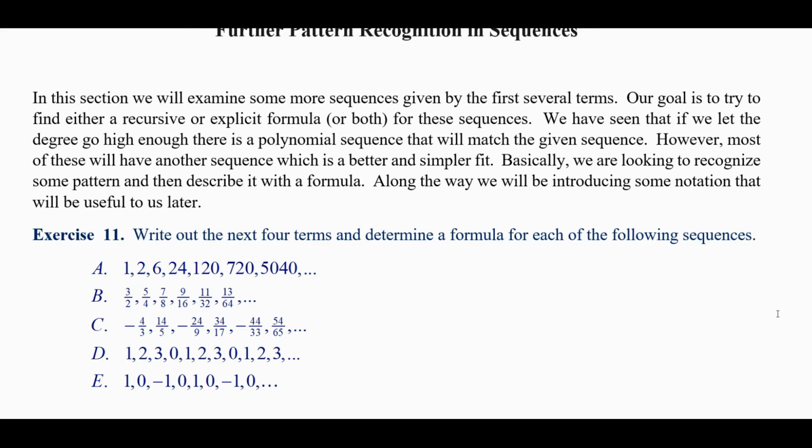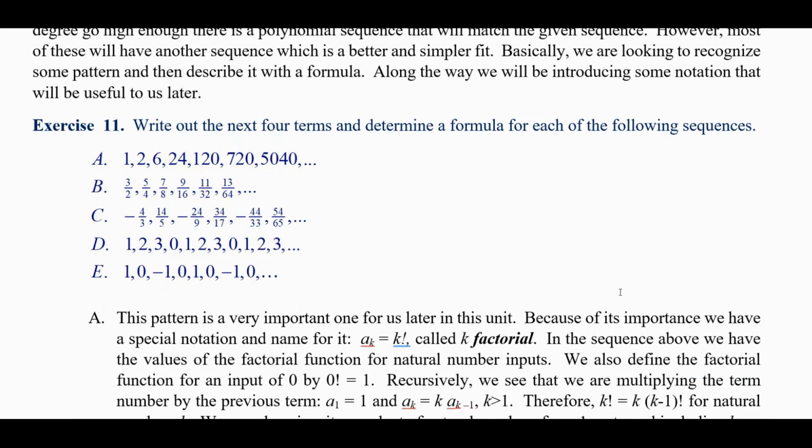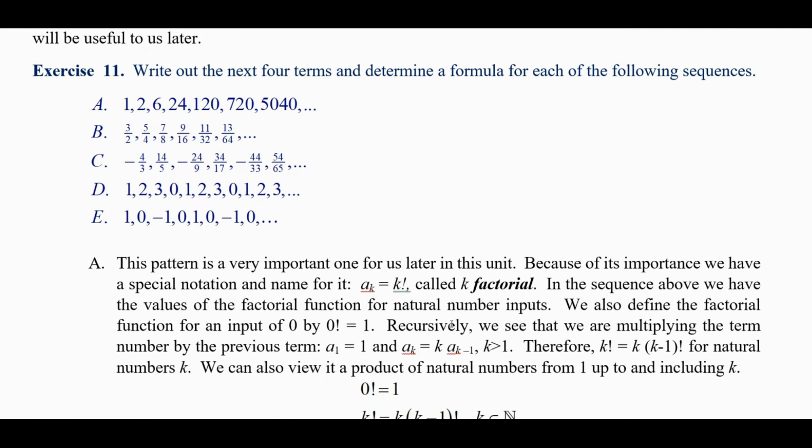Okay, well, let's take these one at a time. The first one is actually a very important one for us. It's something called a factorial function. So basically, we have a special name and notation for it. A sub k is called k with an exclamation point. The exclamation point is called the factorial. So this is k factorial is the way we would read that.